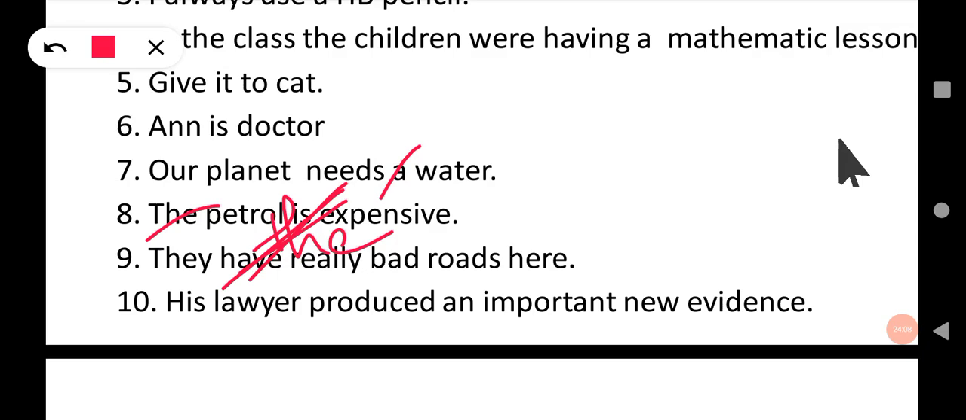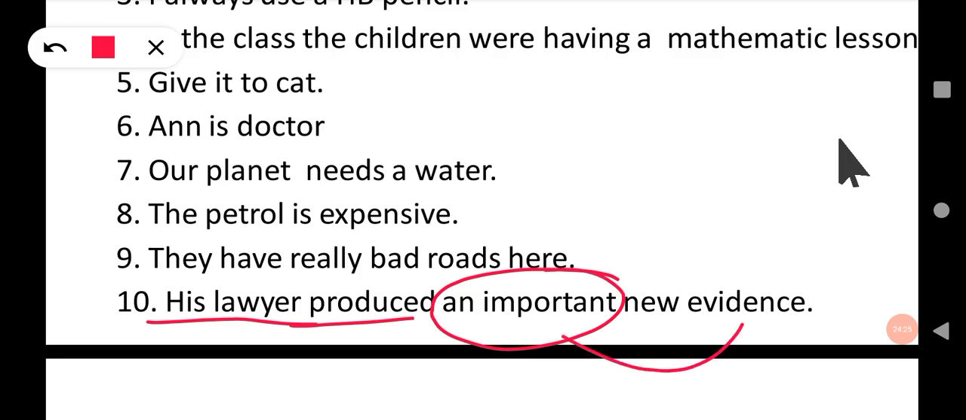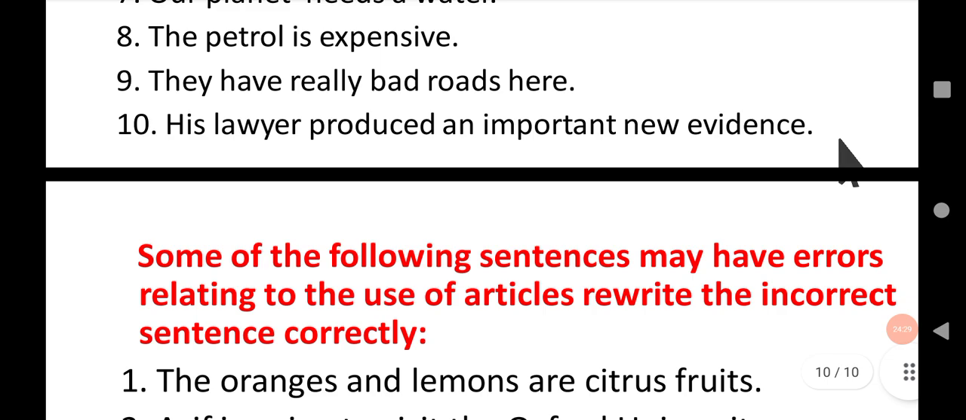Remove that "the." Next one, "His lawyer produced an important new evidence." His lawyer need not use an article. "Produced an important" is fine. "New evidence" is also fine. So you need not replace any articles there.